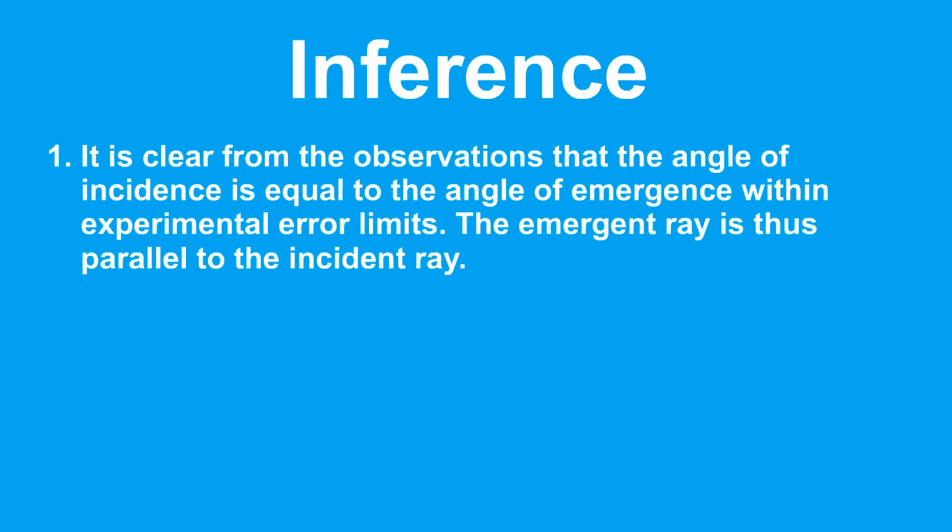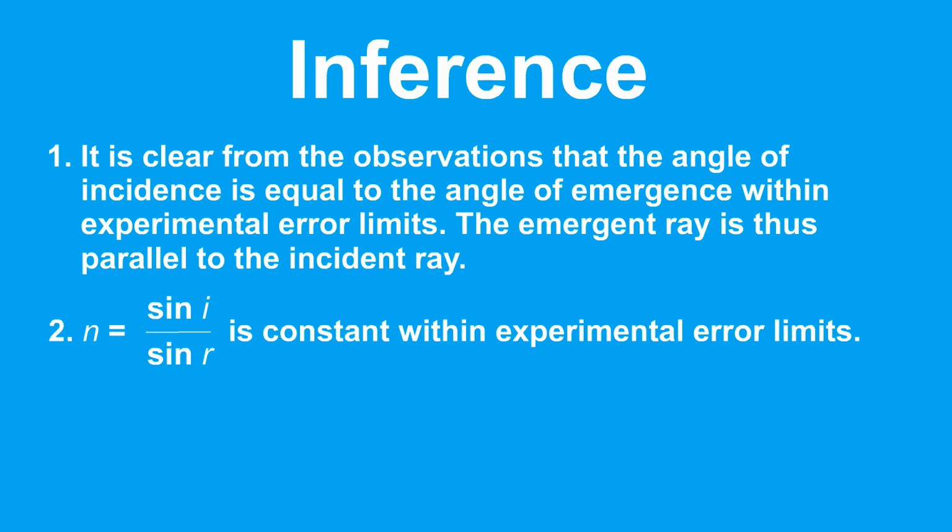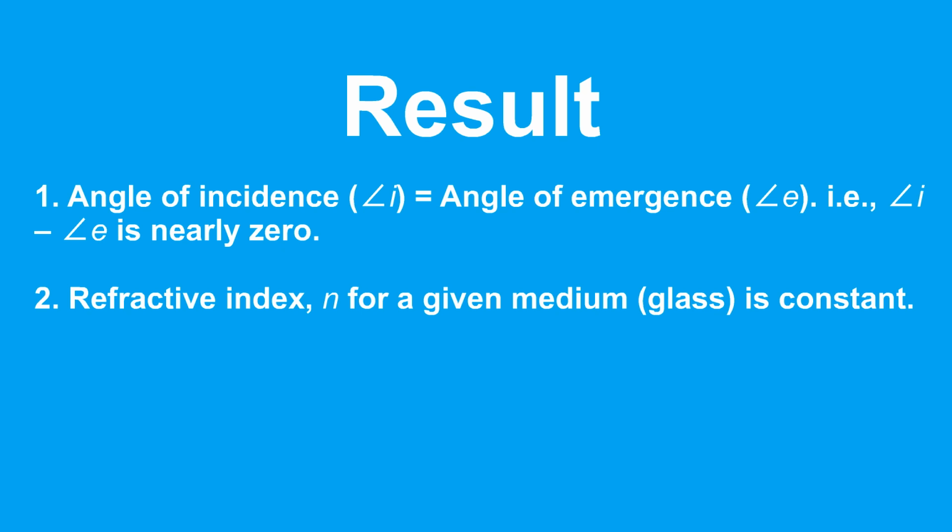Inference. It is clear from the observations that the angle of incidence is equal to the angle of emergence within experimental error limits. The emergent ray is thus parallel to the incident ray. Second, n is equal to sin i divided by sin r, which is a constant within experimental error limits. Result. Angle of incidence is equal to angle of emergence. That is, angle of incidence minus angle of emergence is nearly zero. Refractive index n for a given medium, glass, is constant.